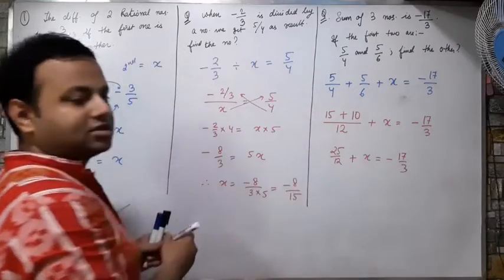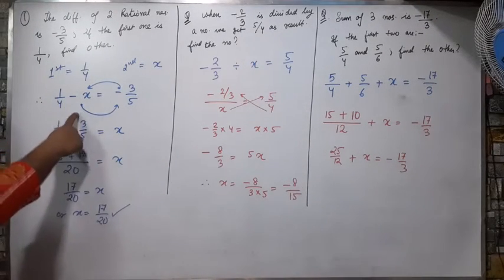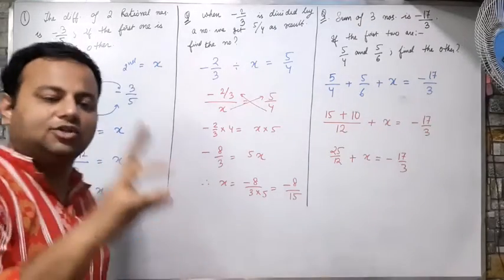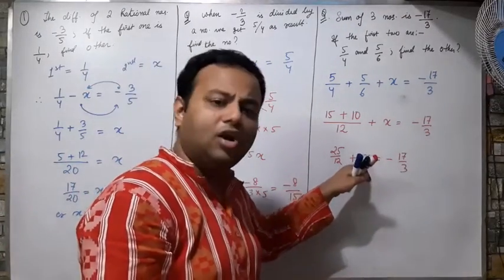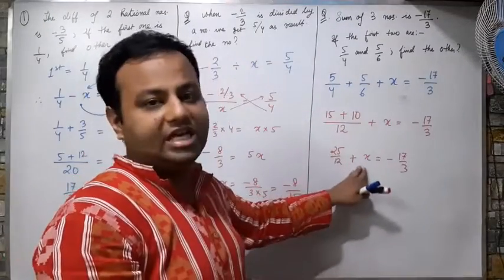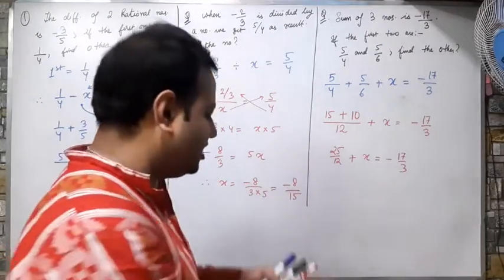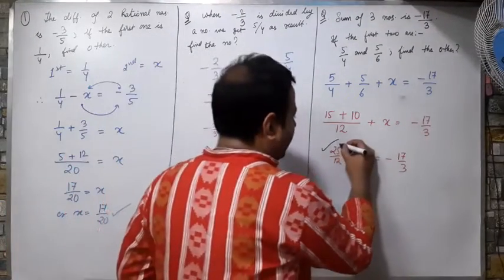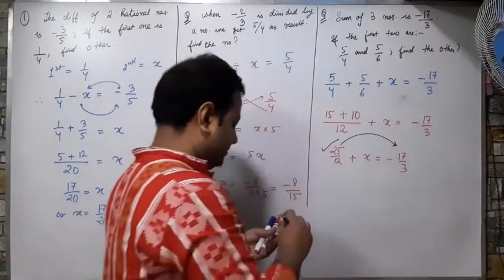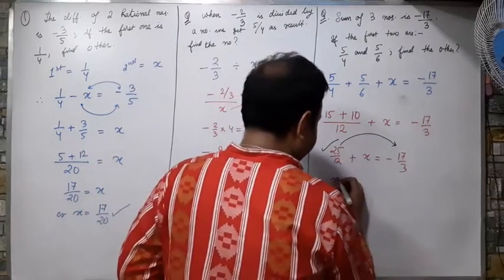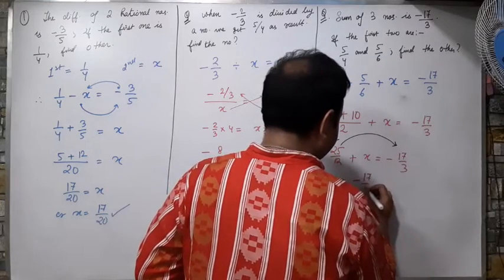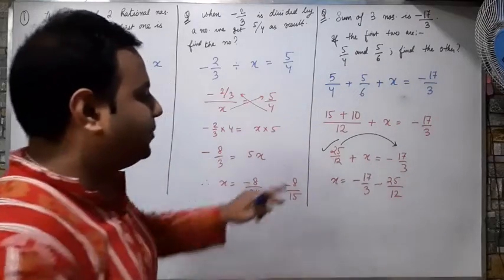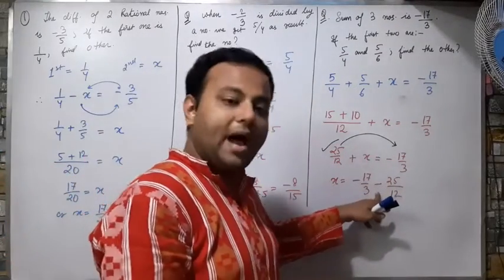So x is already positive. Earlier the x was negative, so I took x to this side to make x positive. Because the x cannot be negative, I have to change x into positive. But here the x is already positive, so I don't have to change the position of x. So whose position will I change? I will change the position of this one. So I will take this 25 by 12 from this side to the other side. So this plus 25 by 12 converts to minus 25 by 12.